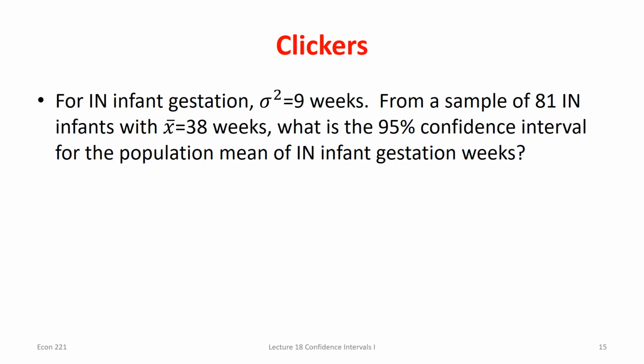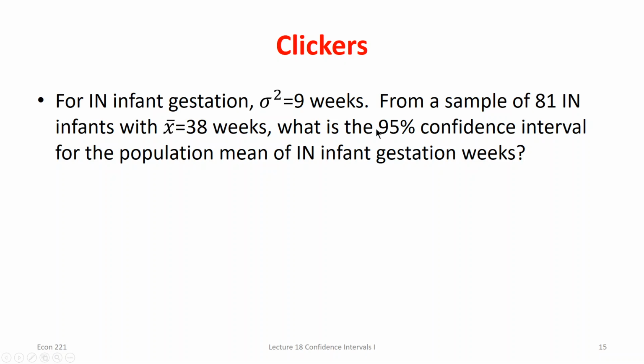So let's say we're going back to that birth weight data. Right? We know that just from historical data, the population variance is about 9 weeks. Right? We take a sample of 81 births. We see that, no, this is not 9. Oh, sorry. This is 9. We take a sample of 81. We find a sample mean of 38 weeks. Okay? So we got a population variance. We find our sample mean.